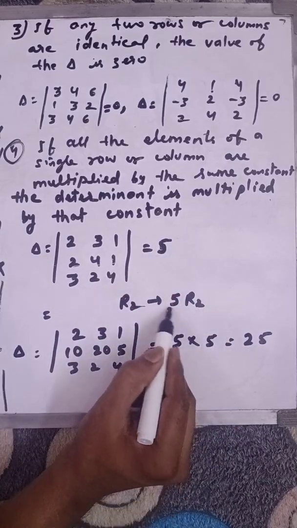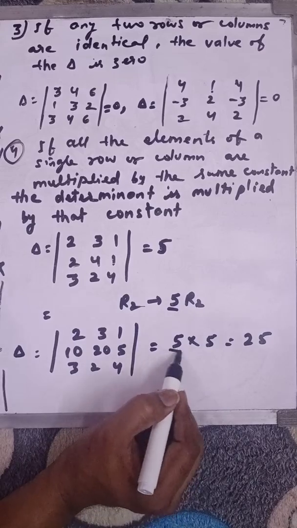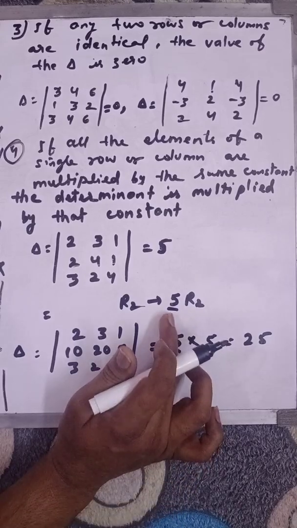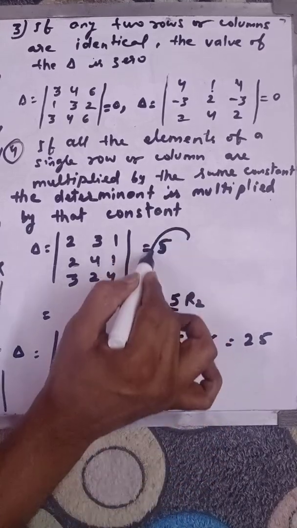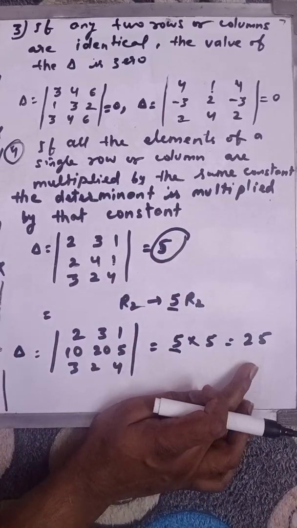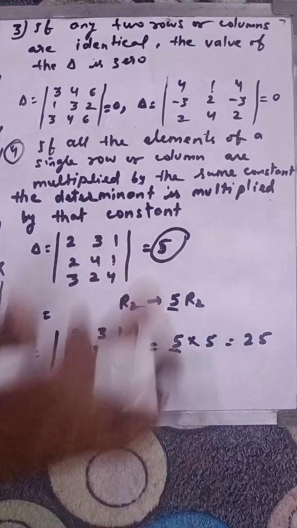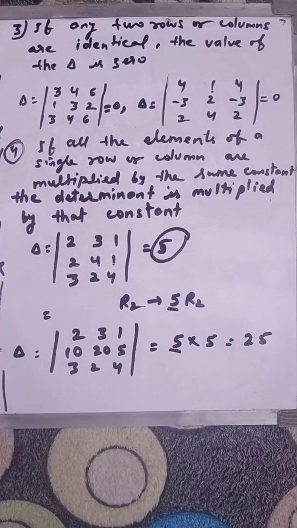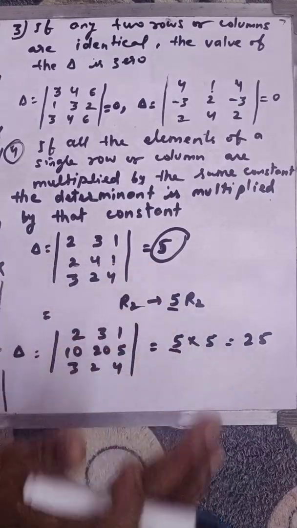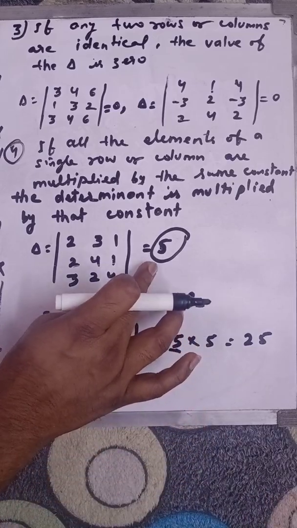Fine, this value is coming 5. And you are multiplying this row by 5. So this is a 5 for this number, and this 5 for this value of the determinant. So you will get 25. That means the value of the determinant will be multiplied by that number. Fine. So that would be the final answer.